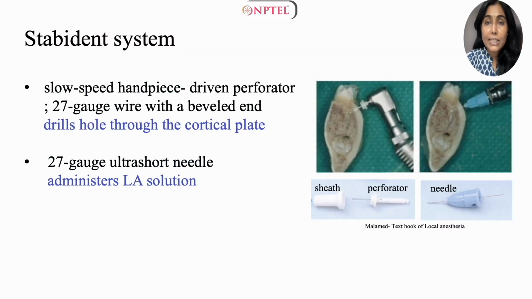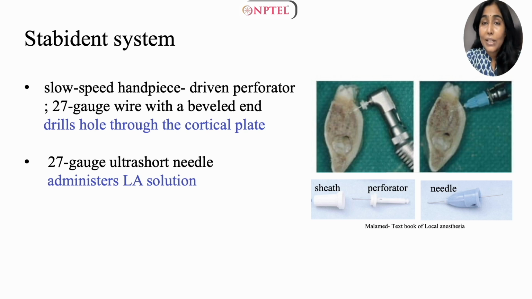The Stabident system comprises a slow speed handpiece driven perforator. What you see here, it is a solid 27 gauge wire with a beveled end. When activated, it drills a small hole through the cortical plate. The anesthetic solution is then delivered to the cancellous bone through the 27 gauge ultra short injector needle, which is placed into the hole made by the perforator.